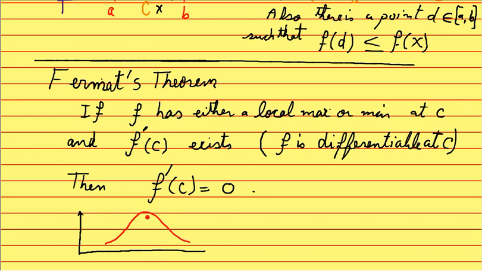Fermat says at the point that you turn down, at this point C, the derivative has to be 0. Do you remember what it means for the derivative to be 0? Derivative to be 0 means tangent line is what? What's the property of a tangent line when the derivative is 0? When the derivative is 0, the tangent line is horizontal. So you have a horizontal tangent line.